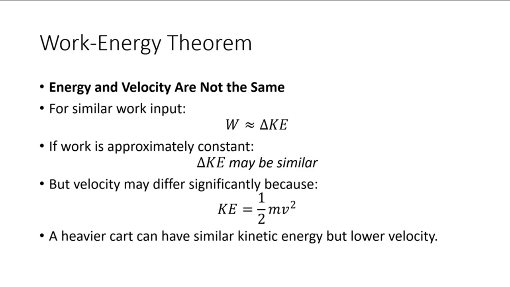If work is approximately constant, the change in kinetic energy may also be similar. However, velocity may differ significantly because your kinetic energy can be calculated with that formula. That means that a heavier cart can have similar kinetic energy but lower velocity. This is very important, guys. This is the most important interpretation of the experiment. Adding mass may not greatly change the work done by the cord, but it can greatly change the cart's velocity. Okay, so please take note of that.